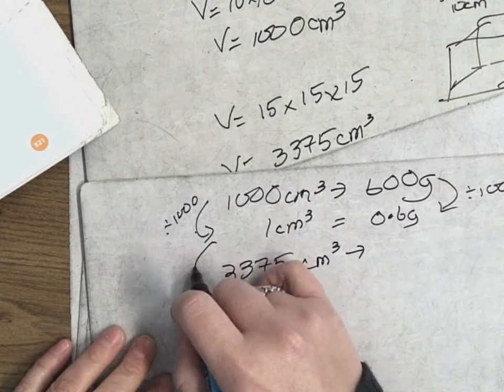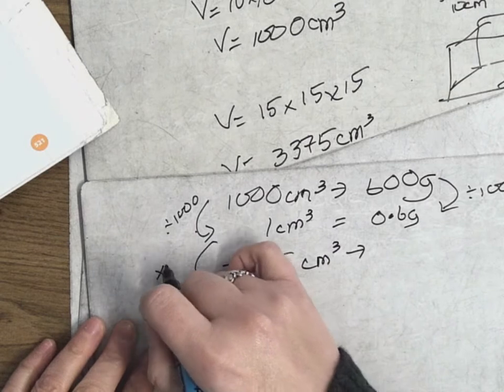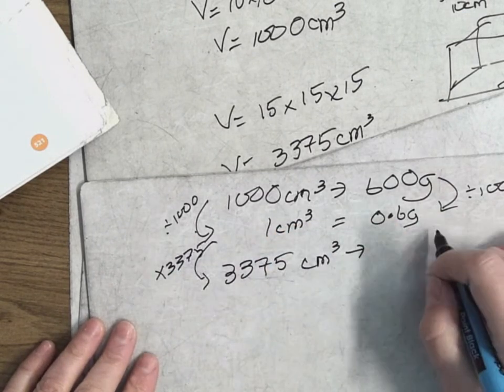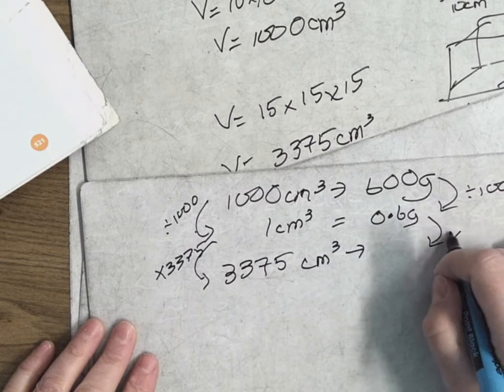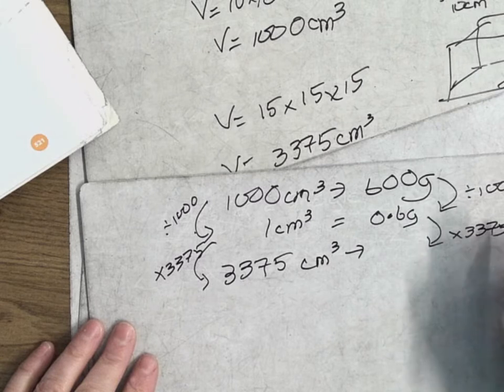Okay? How will I go up to 3,375? Multiply by 3,375. And if you do it to that side, you must do it to this side. So you go 0.6 multiplied by 3,375. And someone might give me the answer there.